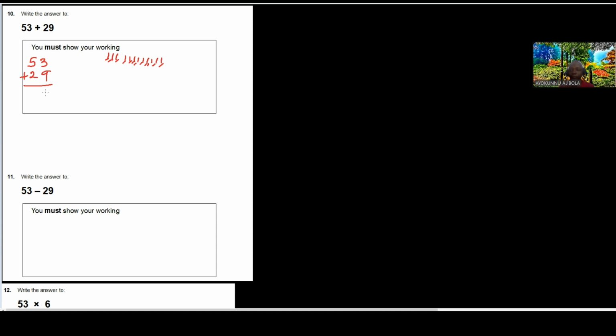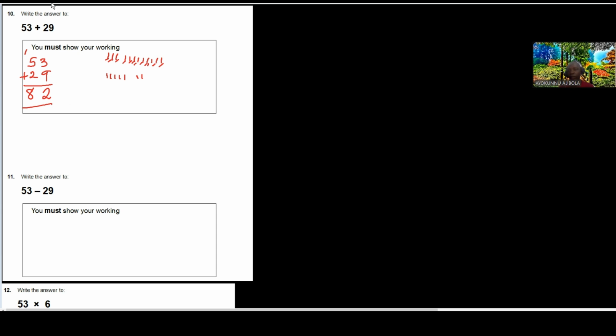Is that clear? Yes. Good. Then I write 2, I keep my 1 at the top. Then the next thing is to count the 5 and the 2. 1, 2, 3, 4, 5, and 1, 2. I count them together, 1, 2, 3, 4, 5, 6, 7. Then plus the 1 at the top, that gives me 8. So that means 53 plus 29 is 82.